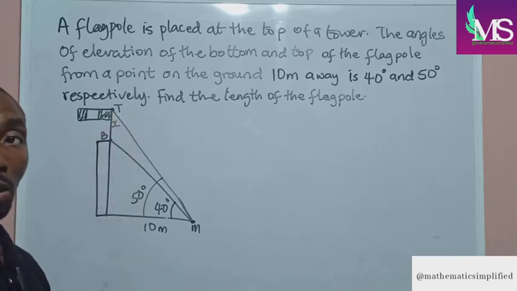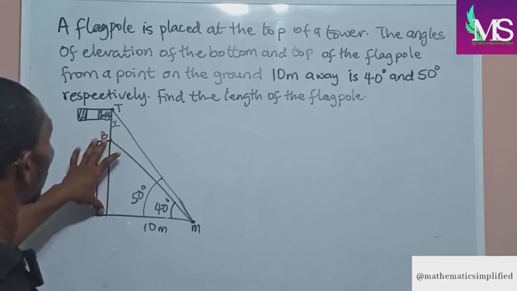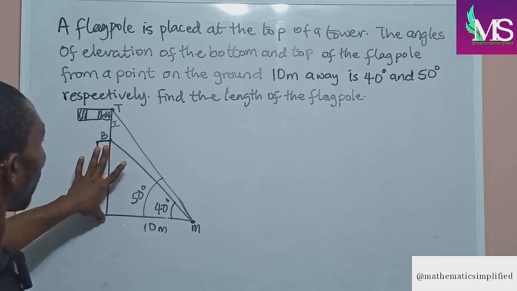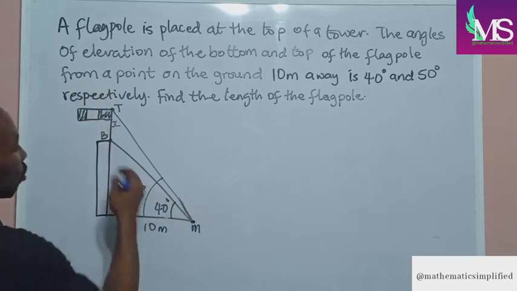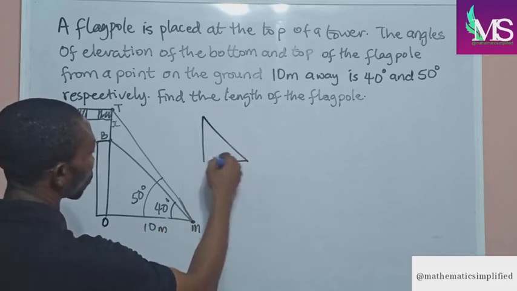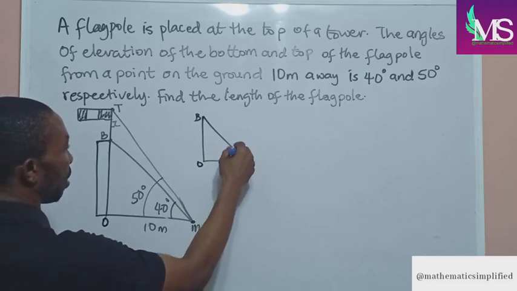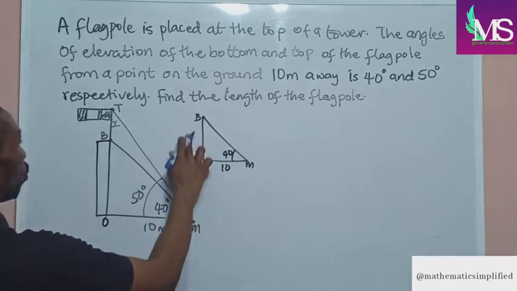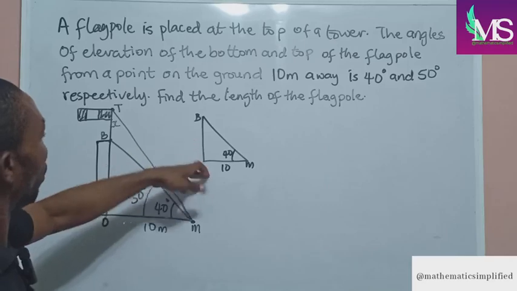Now, for us to do this, we need to calculate the height of our tower and the height of the tower plus the flagpole, then subtract the height of the tower from that. So now let's consider triangle BOM, this is 10 and this is 40. Now we are looking for our BO or OB, whichever you prefer.